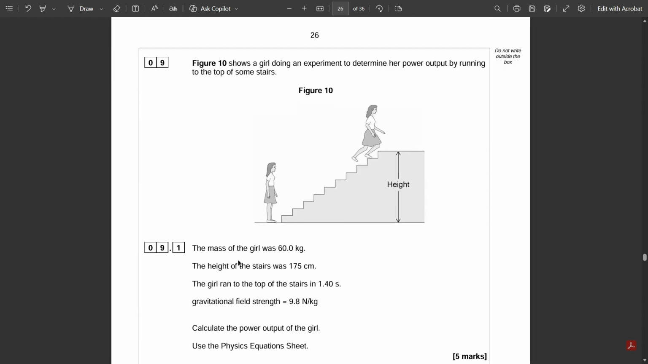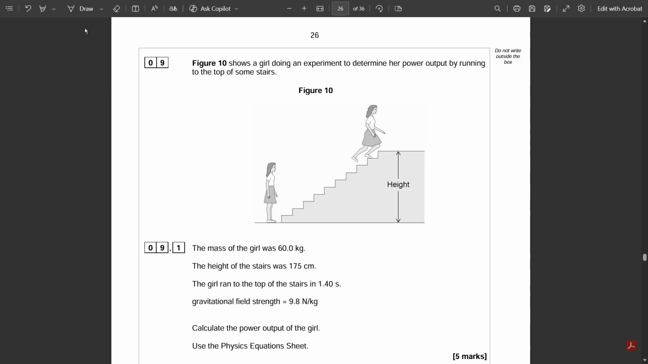And then moving on to question 9, figure 10 shows a girl doing an experiment to determine her power output by walking to the top of some stairs. The mass of the girl was 60 kilograms, the height of the stairs was 175 centimeters. The girl ran to the top of the stairs in 1.4 seconds, and the gravitational field strength is 9.8 newtons per kilogram, and we're asked to calculate the power output of the girl using the physics spreadsheet.